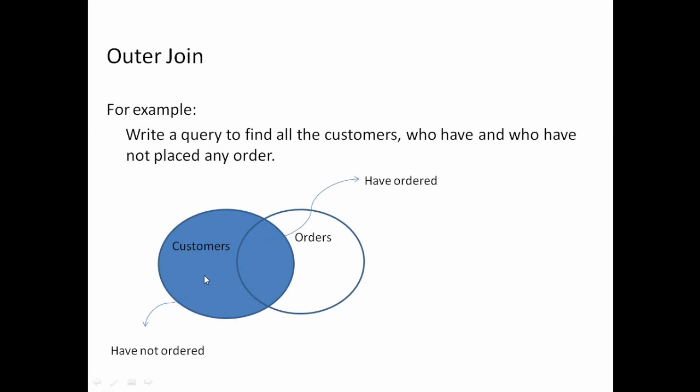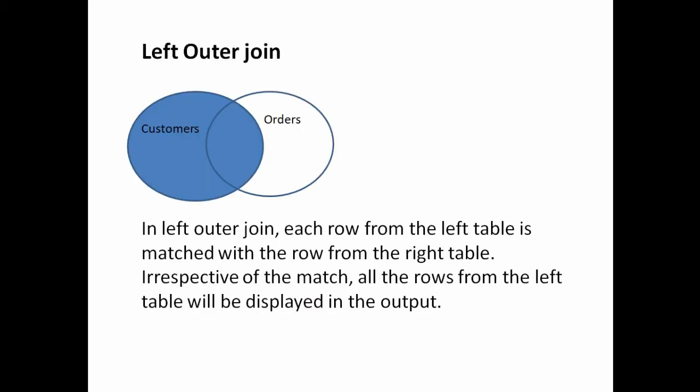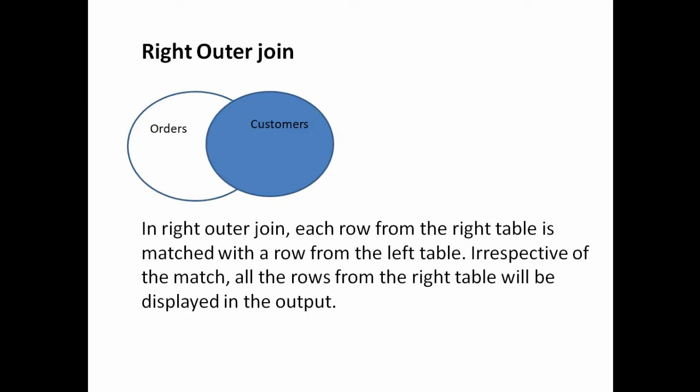Now there are two types of outer join, the left outer join and the right outer join. In left outer join, each row from the left table is matched with the rows from the right table. Irrespective of the match, all the rows from the left table will be displayed in the output. In the right outer join, each row from the right table is matched with the rows from the left table. Irrespective of the match, all the rows from the right table will be displayed in the output.